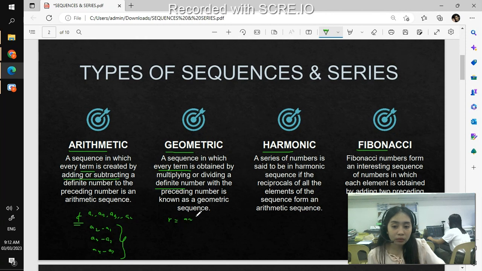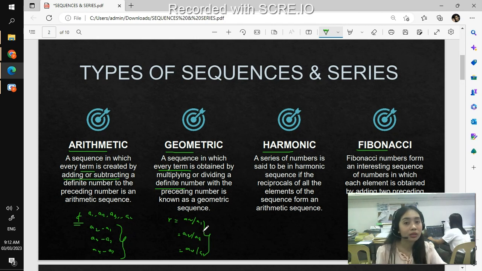So you do have there a sub 2 divided by a sub 1, a sub 3 divided by a sub 2, and a sub 4 divided by a sub 3. So every quotient should be the same whenever you divide every two terms in the sequence, or the term in the sequence divided by its preceding term should be getting the same result. Now we also have the harmonic sequence.